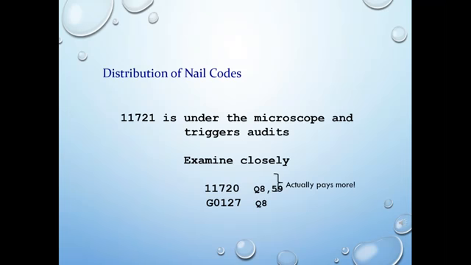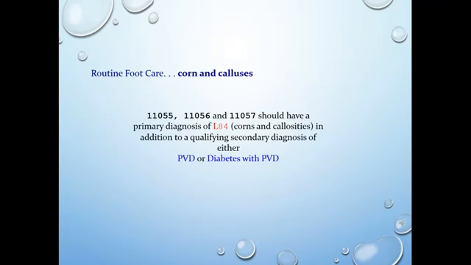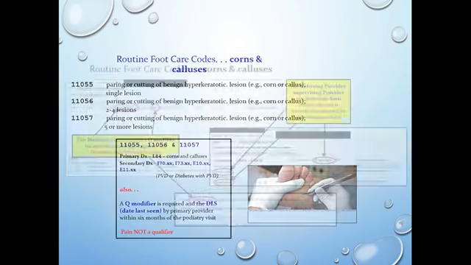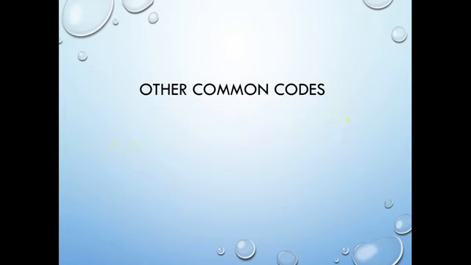And John, would you also say that in addition to the G0127 just getting the Q modifier, would the 11719 also get just the Q modifier? Yep, same thing. It would be 11720 Q59, 11719 Q8. Good. All right. Thank you for stopping. It's a very valuable piece of information for everybody.